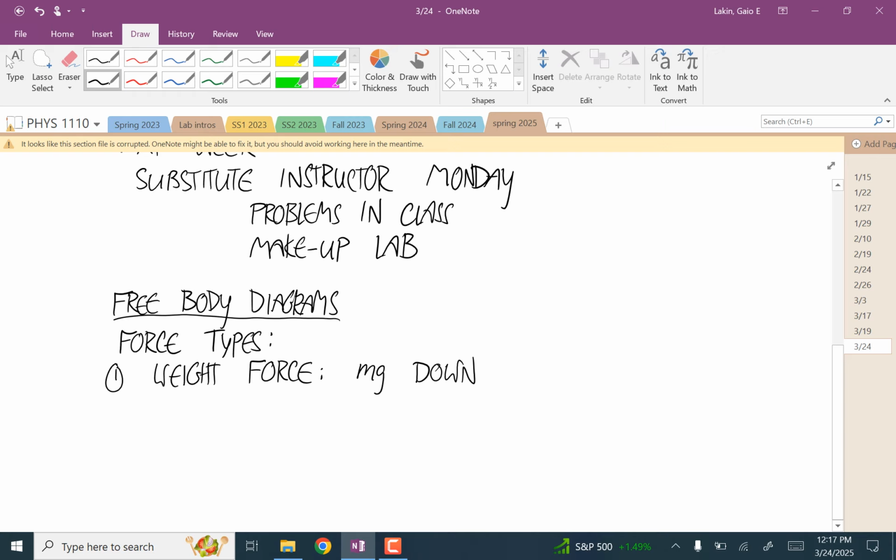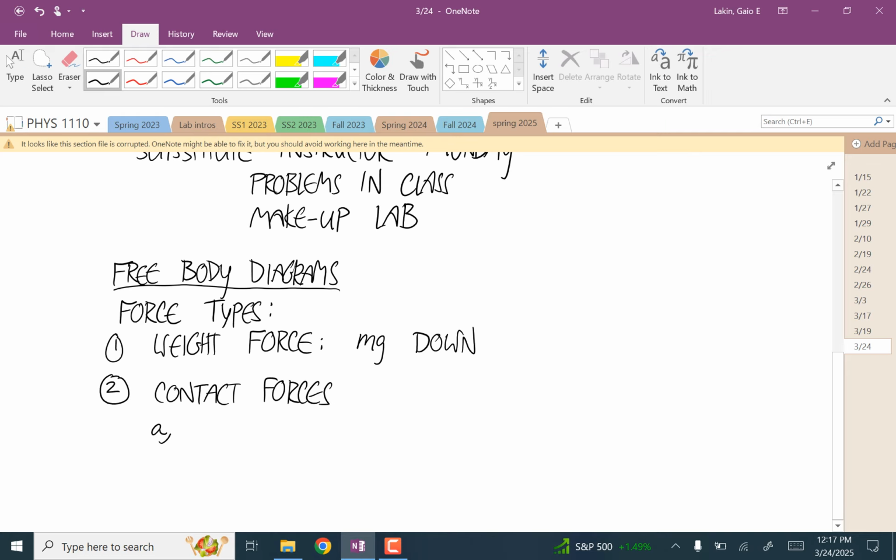And then besides the weight force, every force is produced by contact between the surroundings and the boundary of the object. So these are contact forces. And there are only 3 of these. The first one is pushing contact.